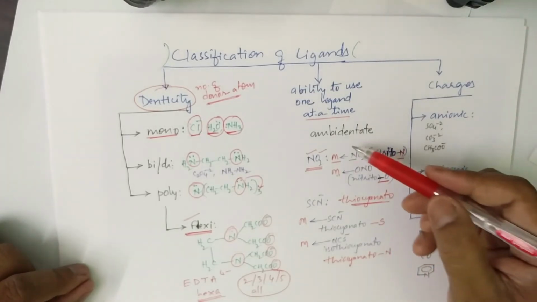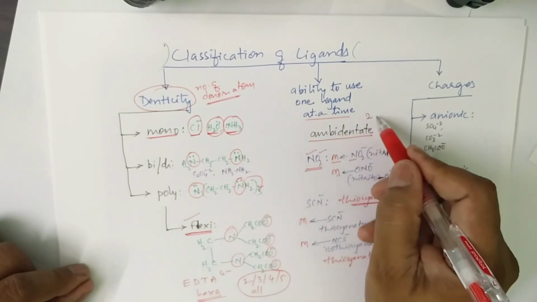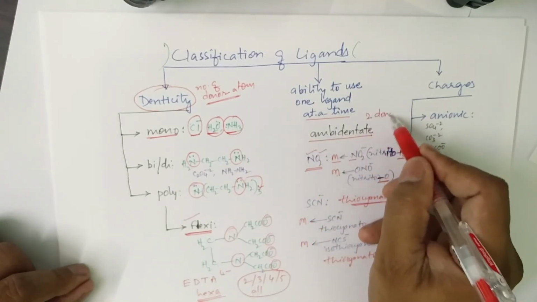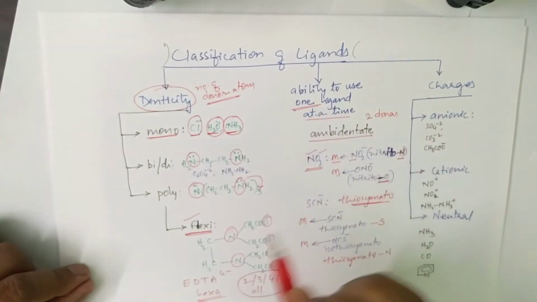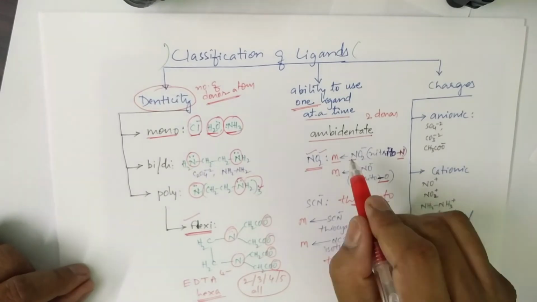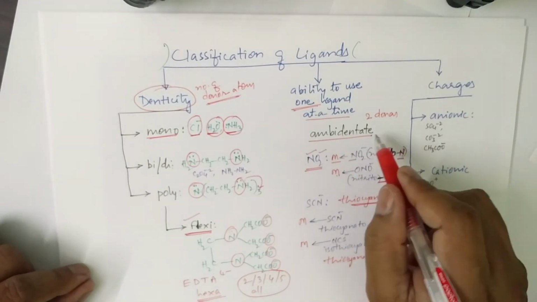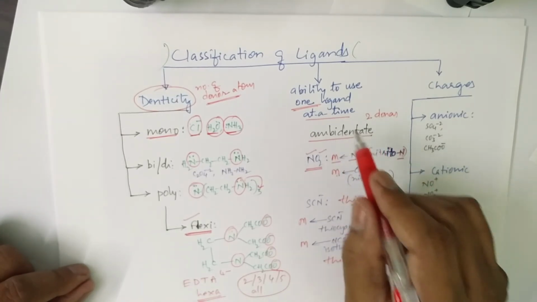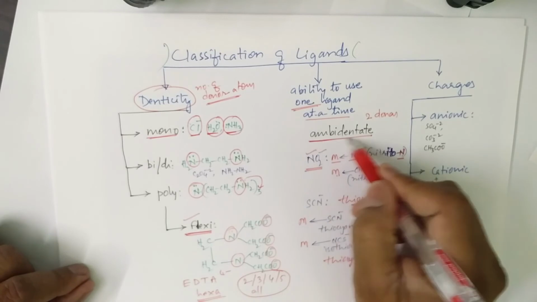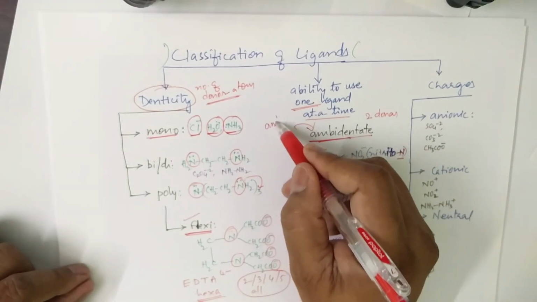Therefore, a bidentate ligand necessarily should have two donor atoms, but it should use only one at a time. So the ligand which has two donor atoms but can utilize only one donor atom at a time, such ligands are called ambidentate ligands. This word has come from this ambiguity.